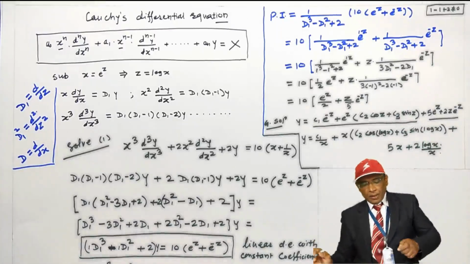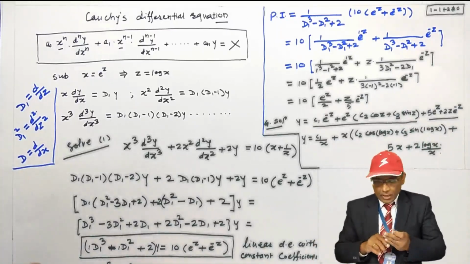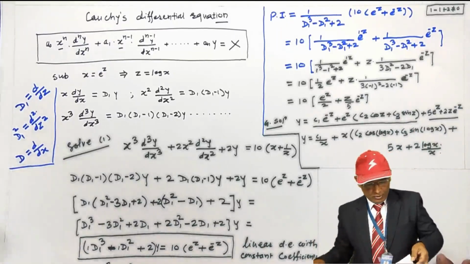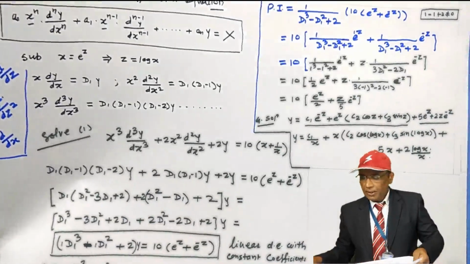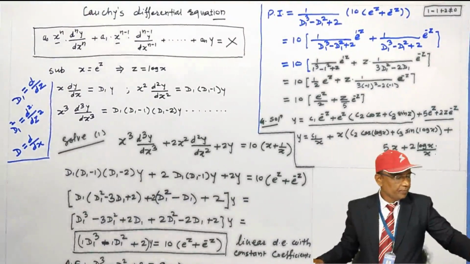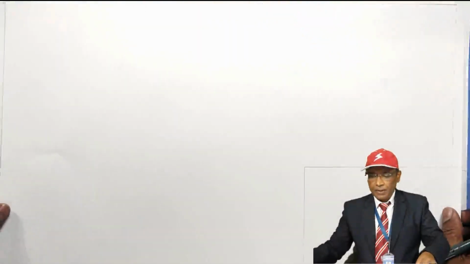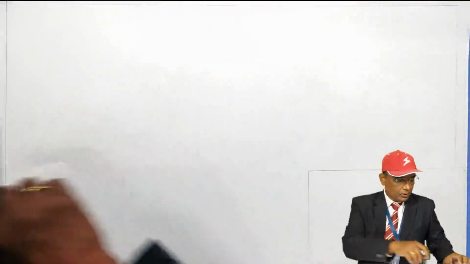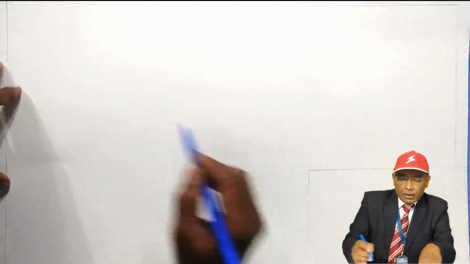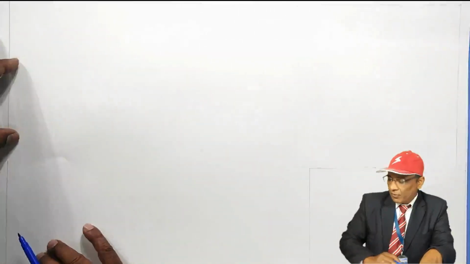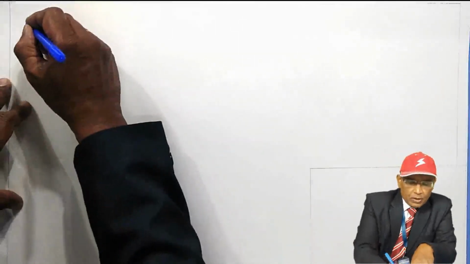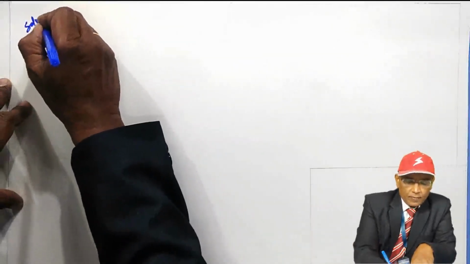It's very clear. Very quickly, the second sum we are going to solve, okay, that will be again Cauchy's differential equation with constant coefficients. So we are going to convert Cauchy's differential equation into a linear differential equation with constant coefficients. Okay, solve the differential equation very quickly and increase the speed. Solve the differential equation.